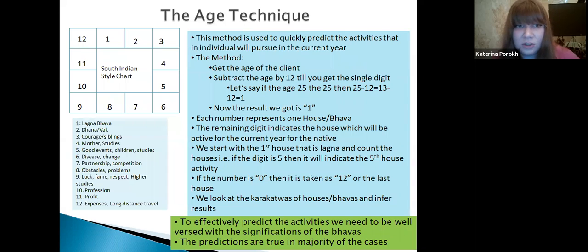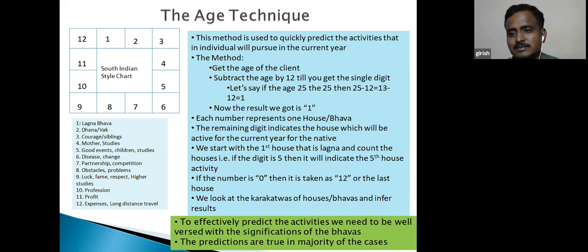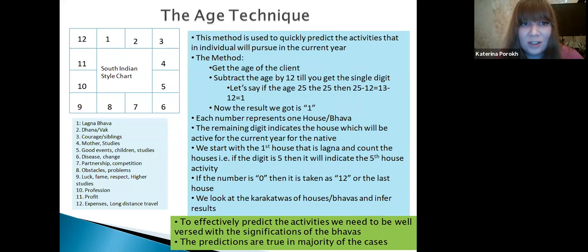There is one girl asking: this year I'm 36 years old, and if I subtract 12 three times, I get 0. So what's the house? 12? That's the 12th house. Elizaveta, you get the 12th house. Since you are 36 this year, and we subtract 12 three times, with a result of 0, this means the 12th house. You are absolutely right.